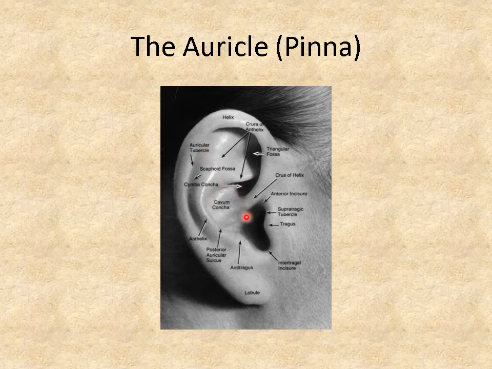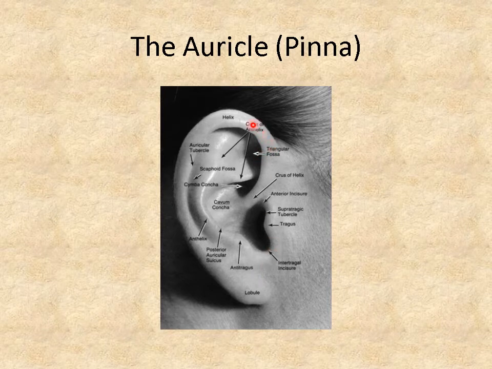Anterior and inferior to the antihelix is the concha, and then the external auditory meatus, the opening of which is covered by a protective ridge here called the tragus. Opposing the tragus is another ridge called the antitragus. This is the lobule, the only part of the pinna which is devoid of any cartilage. It's made only of fat covered with skin.